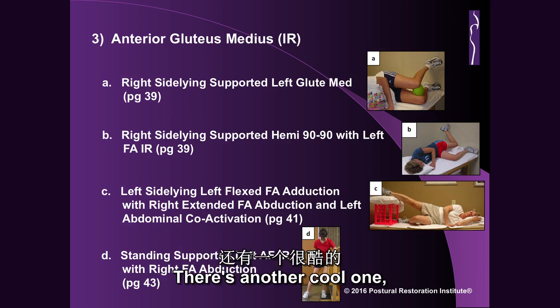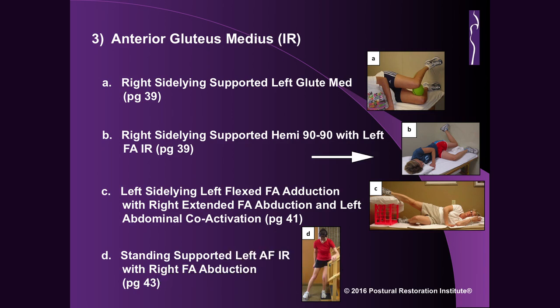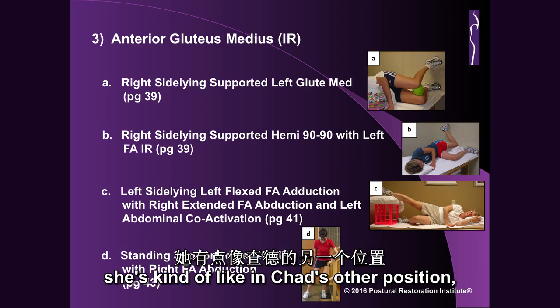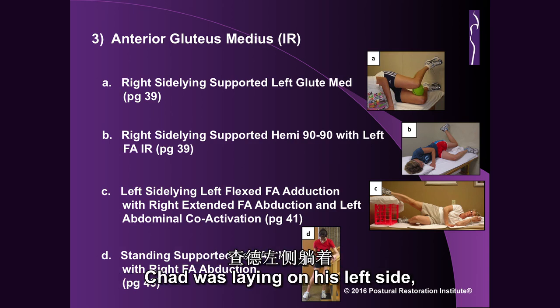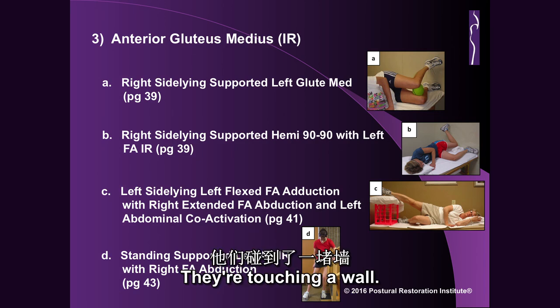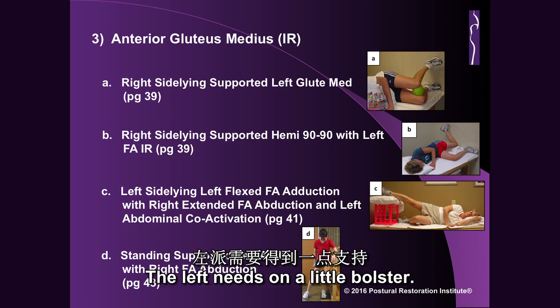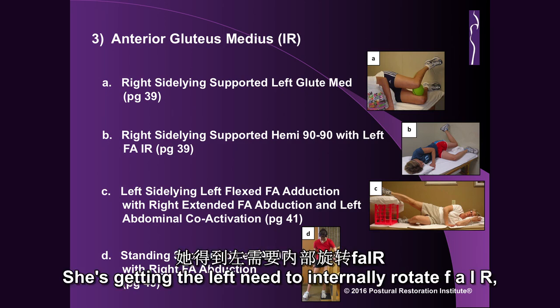There's another cool one. Look at this young lady. Janie's laying on her right side. She has her head supported. She's kind of like in Chad's other position. Chad was laying on his left side. Chad, does that look familiar? Kind of like what you were doing. The knee is straight out there, touching a wall. She's laying on her right side. The left knee's on a little bolster. She's getting the left knee to internally rotate, F-A-I-R.